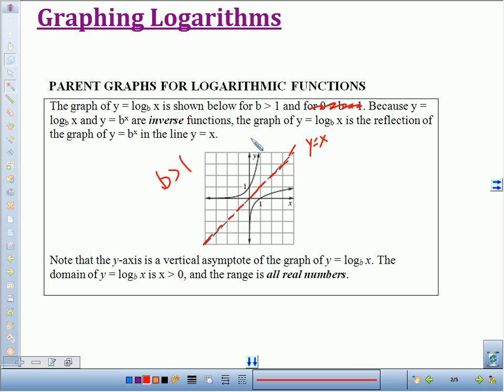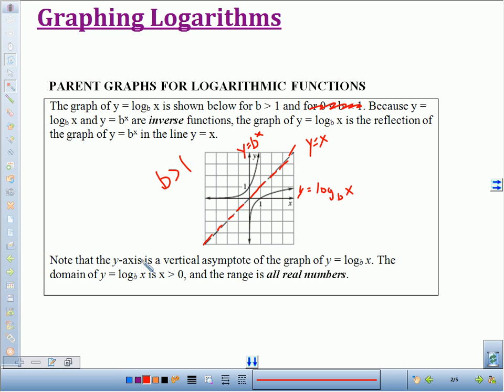Now up here, we have y equals b to the x. That's this line. Down below, you can see we have y equals log base b of x. So you can see along this line, y equals x, my logarithm graph is a reflection of my exponential graph. That's going to be pretty useful because that gives us an idea of what it's supposed to look like, since logarithms and exponentials look about the same.